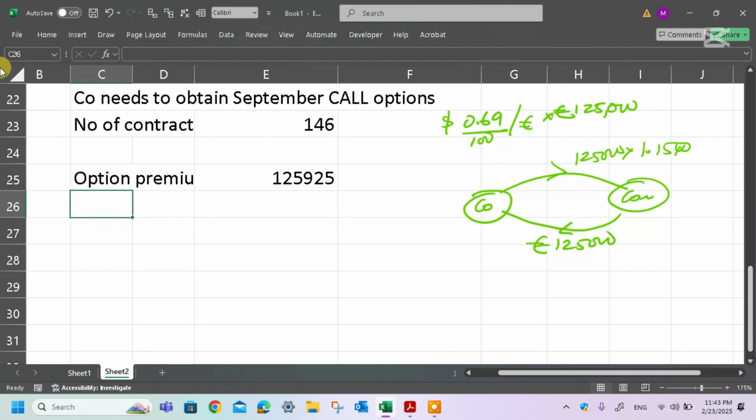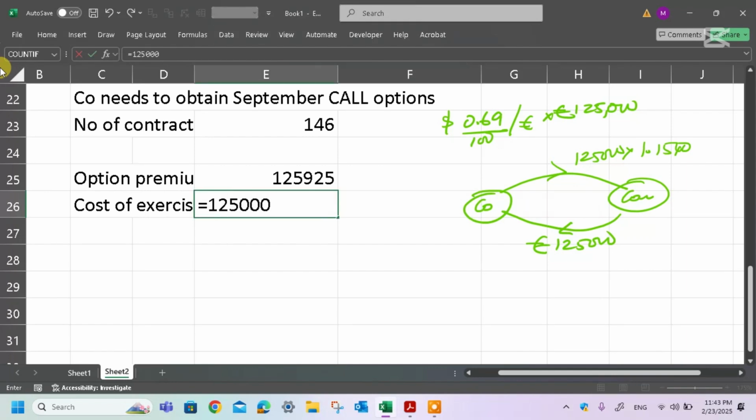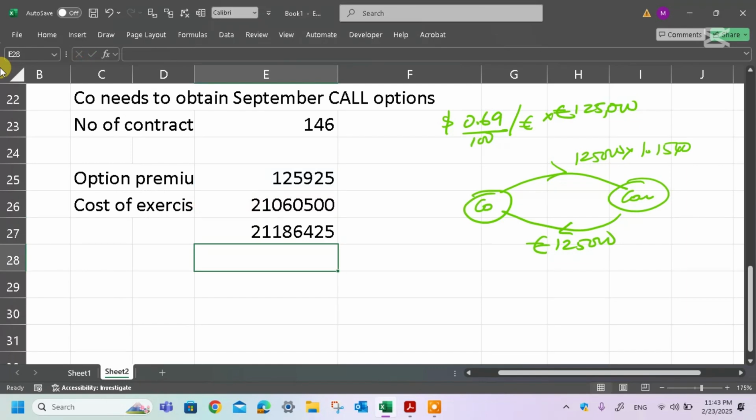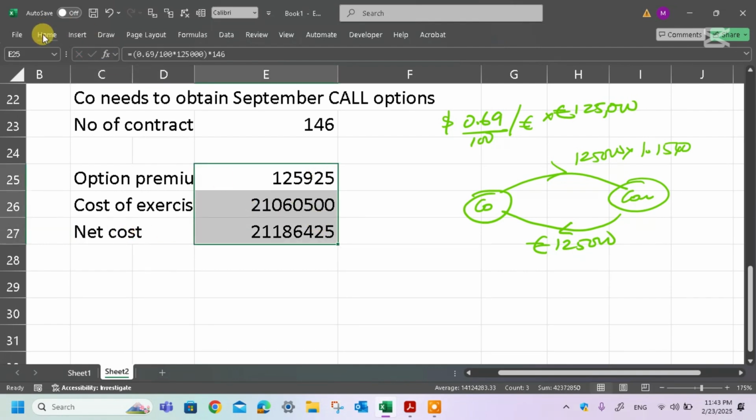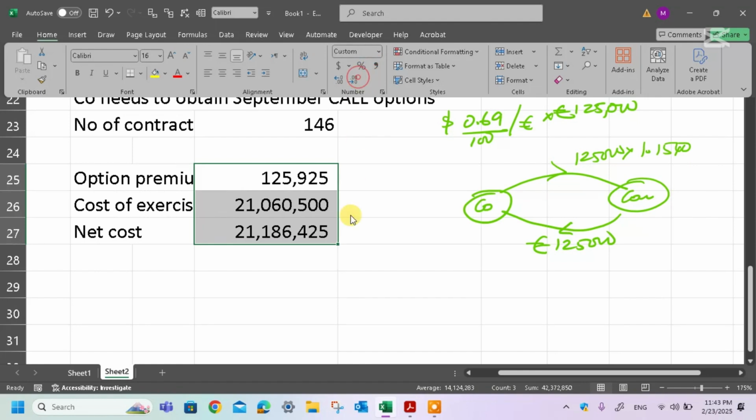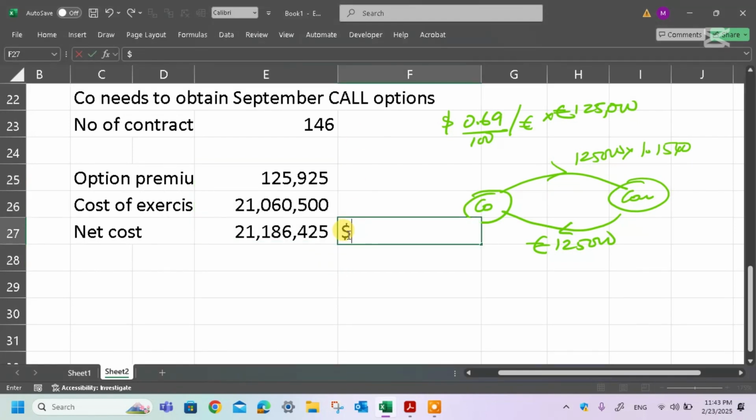So the company's cost is going to be the cost of exercising: 125,000 times 1.1540. This is for one contract, multiplied by 146 contracts. So the total cost is going to be this. Both are costs. The option premium is the initial payment, and this is what you pay when you are exercising, the net cost, in dollars. Right, all three are done.